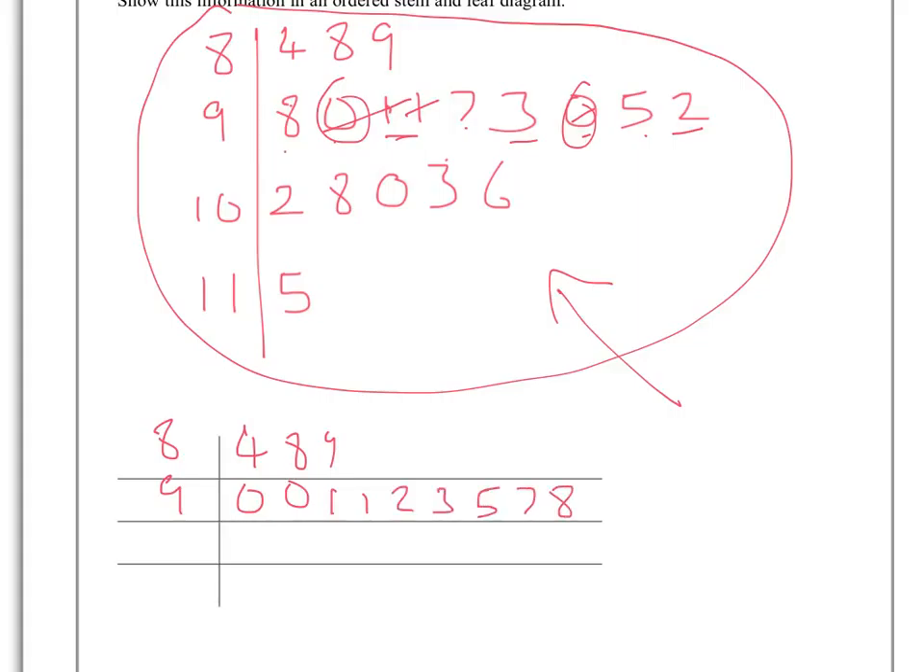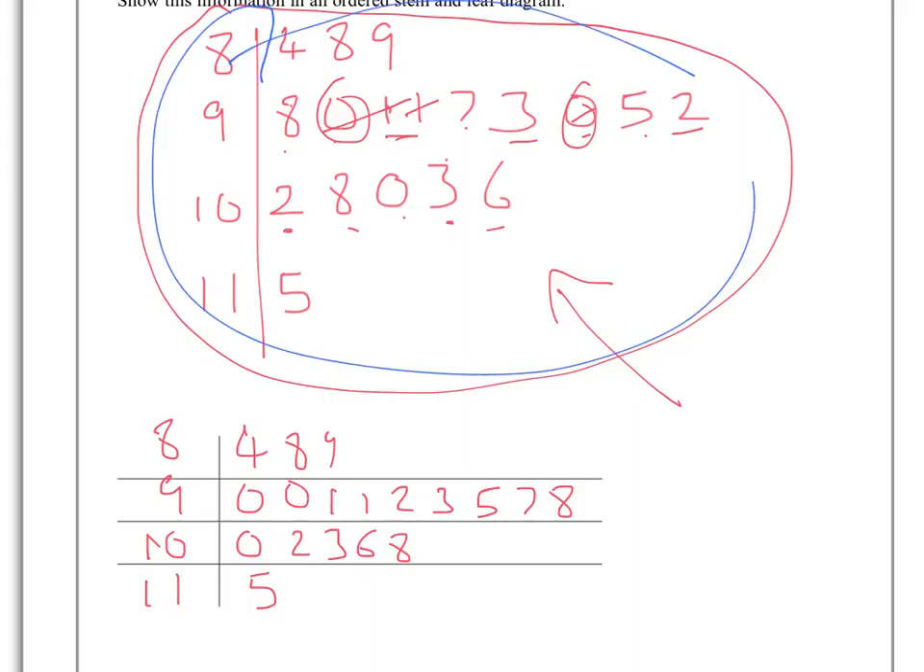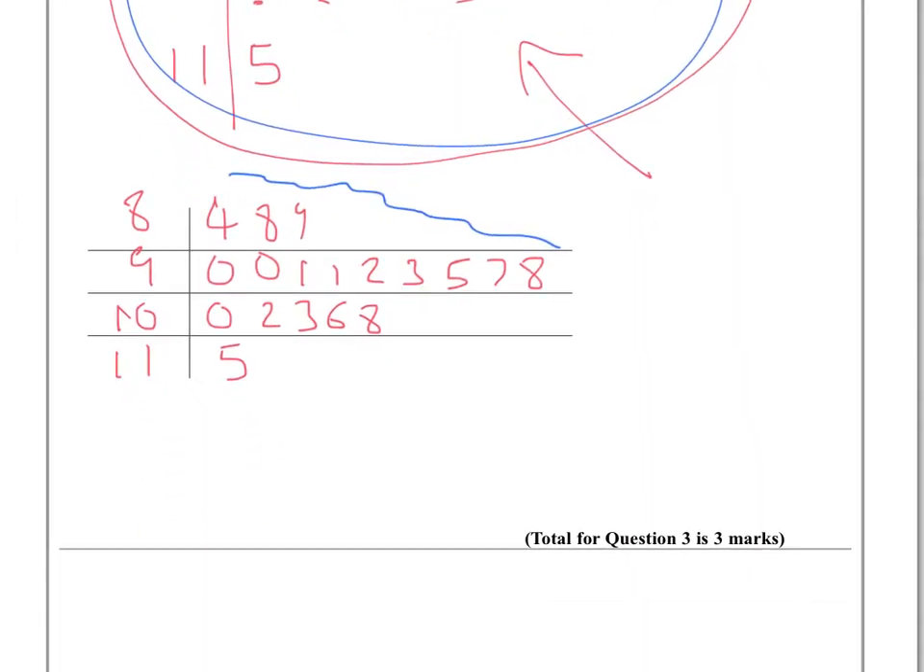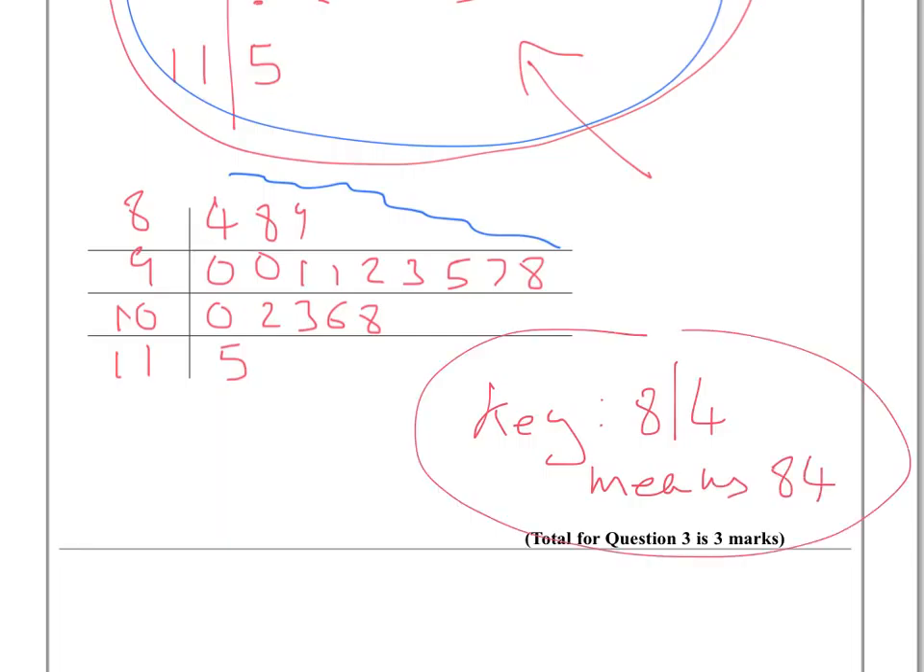For the stem of 10, we've got 0, 2, 3, 6, 8, and the stem of 11 we've got a 5. So, as usual, we've got 1 mark for this bit up here. We've got 1 mark for putting these leaves in order down here, and our final mark is for remembering to put a key. So key 8 line 4 means 84. Okay, there we go, and there's 3 marks.